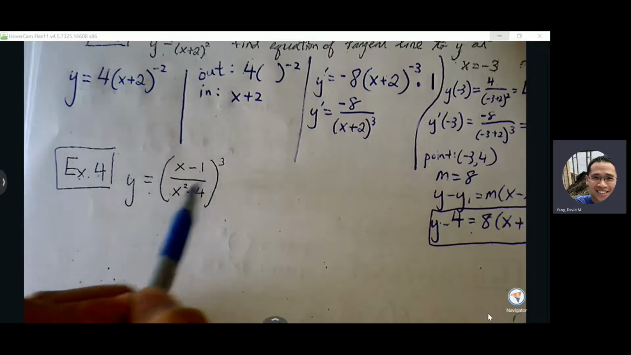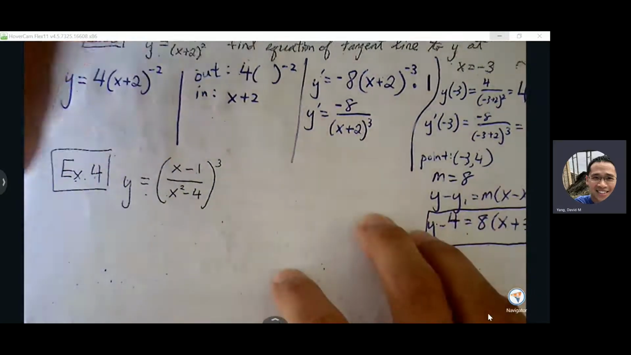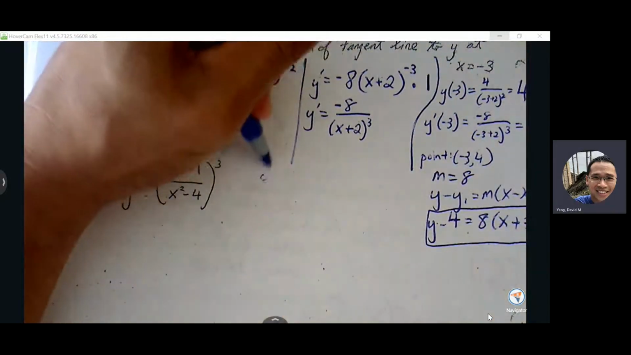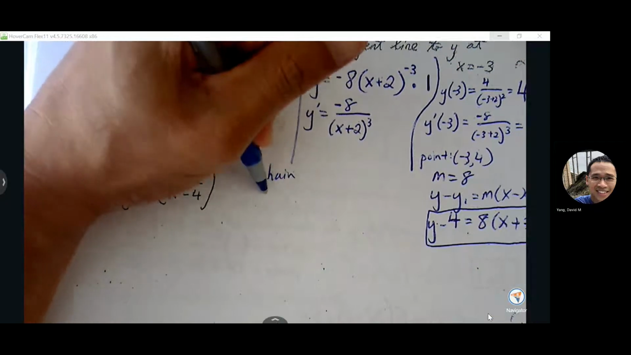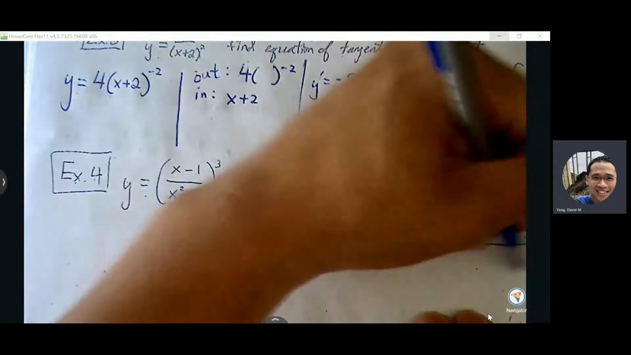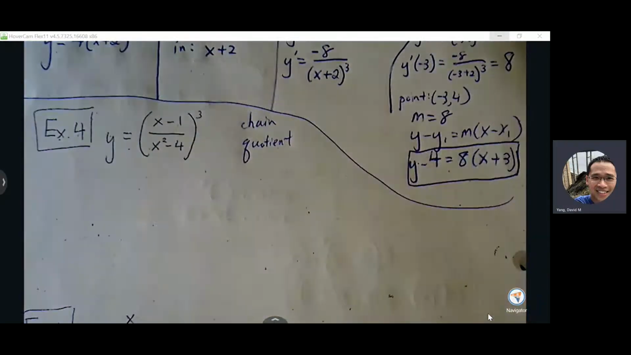There's an inside portion and an outside portion. It's not going to be easy to FOIL all this out, right? So we want to identify this as outside and inside. We know there's chain rule involved. We know there's quotient rule involved. The question though is, how do I know which one to apply first? That's what I want to talk about.